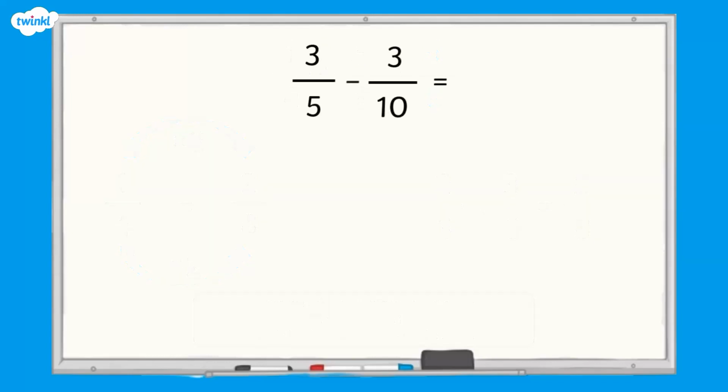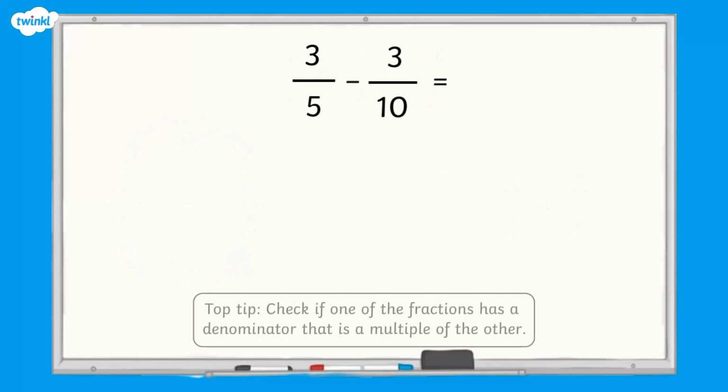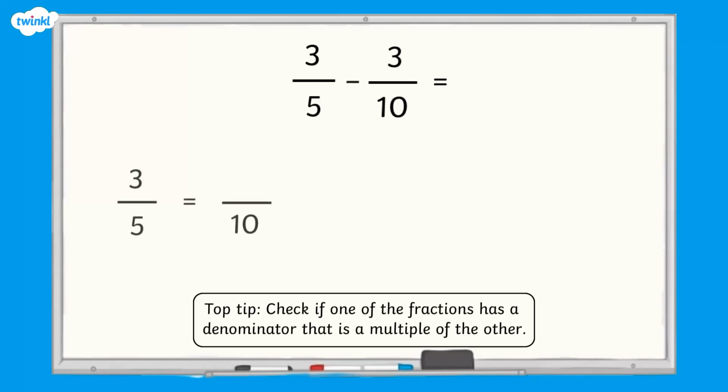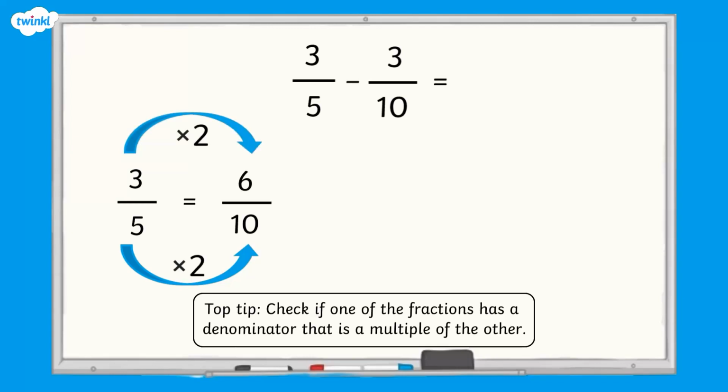Now let's look at a subtraction calculation. Is one of the denominators a multiple of the other? 10 is a multiple of 5. If we find the equivalent 10th fraction of 3/5, we will have a calculation with a common denominator. If we want the denominator to be 10, we need to multiply 5 by 2. Because we have multiplied the denominator by 2, we need to multiply the numerator by 2. 3 multiplied by 2 equals 6. That means that 3/5 is equivalent to 6/10.